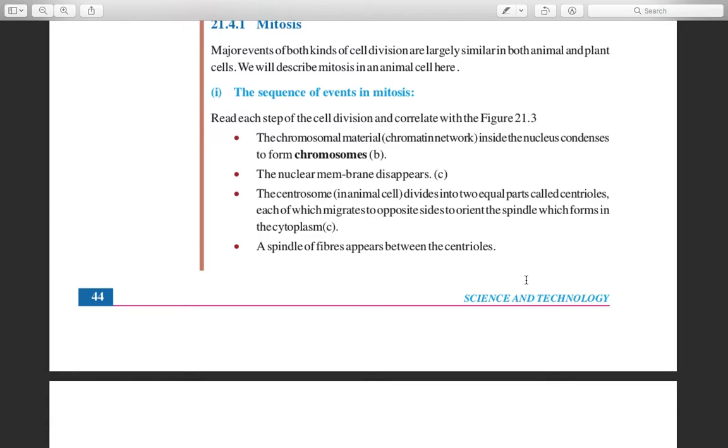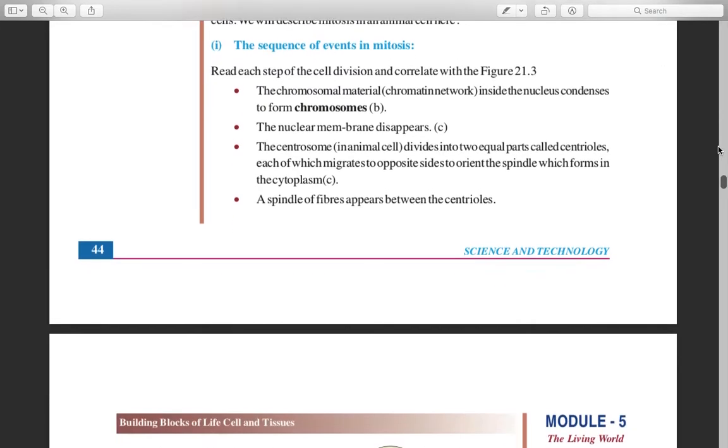Basically you can say that a chromosome is a condensed form of DNA. When you shrink it so that it can accommodate a lot of genetic material, that is called a chromosome. Here they have given that the chromosomal material inside the nucleus condenses to form chromosomes. The chromosomal material is DNA and other proteins.